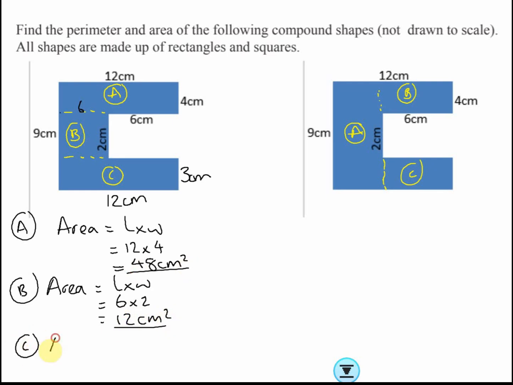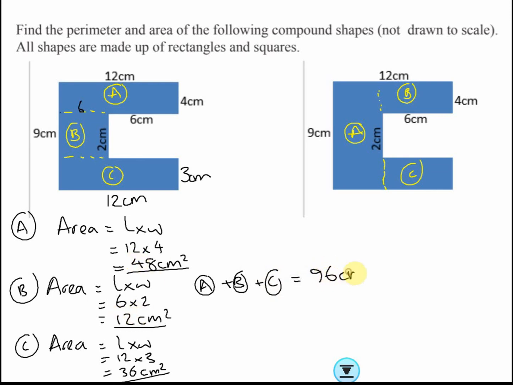And then C, we've got the 2 dimensions on the screen, 12 and 3. So length times width, 12 times 3, and that is 36 centimeters squared. So the total area would be A plus B plus C, and we need to add these up. So 40, 50, 60, 96. And perimeter is pretty easy, just add those up.